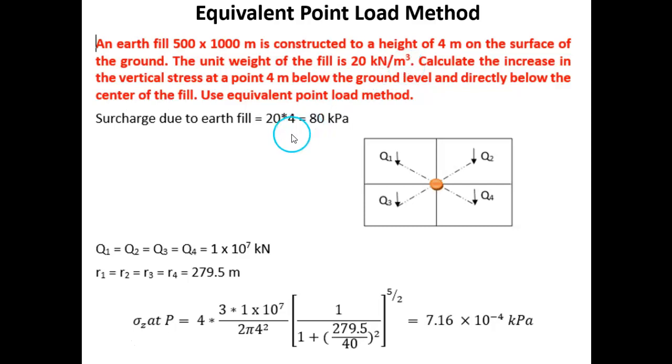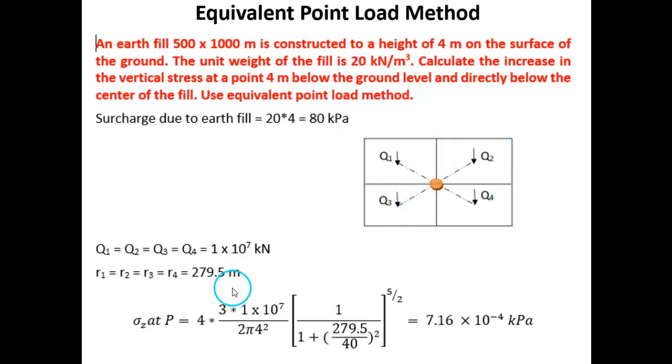Here the intensity of load or UDL acting on the rectangle is not given. So what is the UDL acting on this rectangle? It is nothing but the weight of the soil. So how to find the weight of the soil? When we multiply the unit weight of soil with the depth of soil, we can find the UDL acting on this rectangle. So 20 into the fill height, which is 4 meter, we will be getting 20 into 4, 80 kilonewton per meter square. So this is the UDL acting on this rectangle.